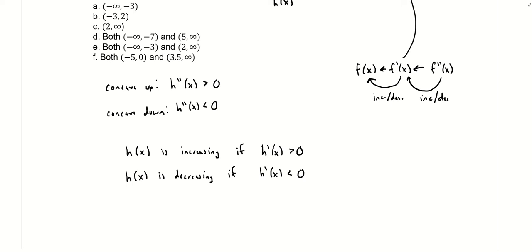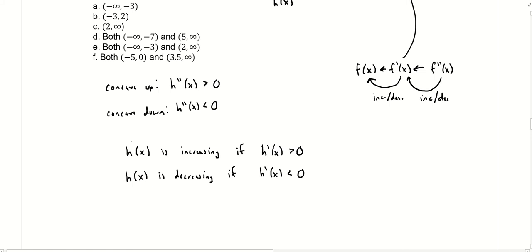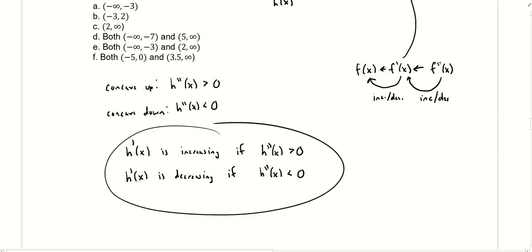Now, like I said, this same relationship holds for the first and second derivative. Namely, the first derivative is increasing if the second derivative is greater than 0. The first derivative is decreasing if the second derivative is less than 0. And so essentially what we can do is determine concavity by looking at our first derivative function and remembering this relationship.